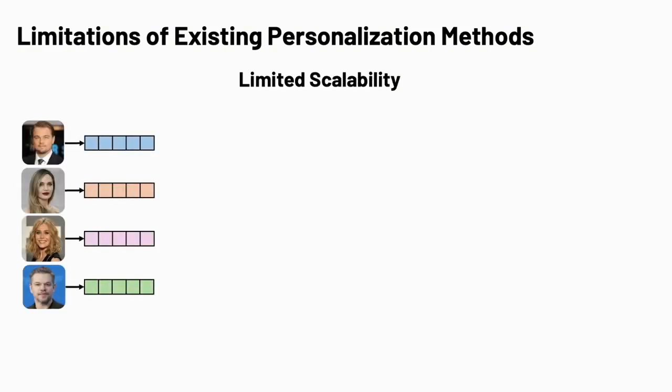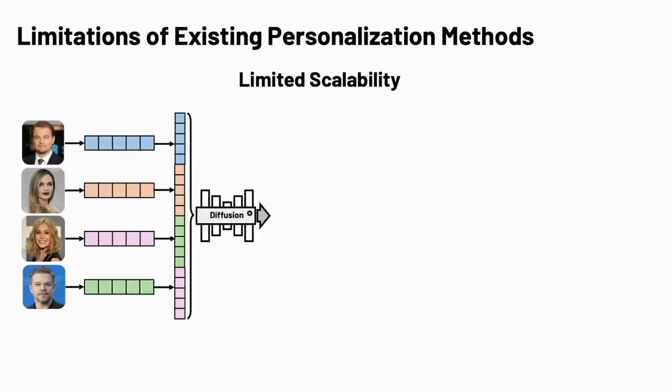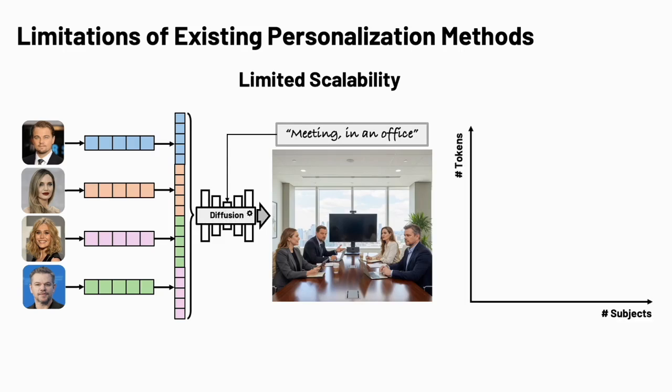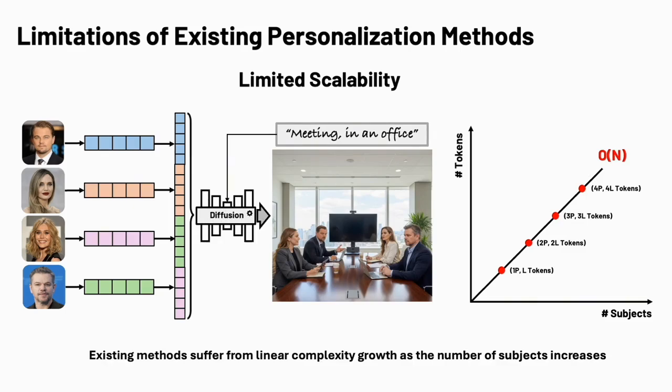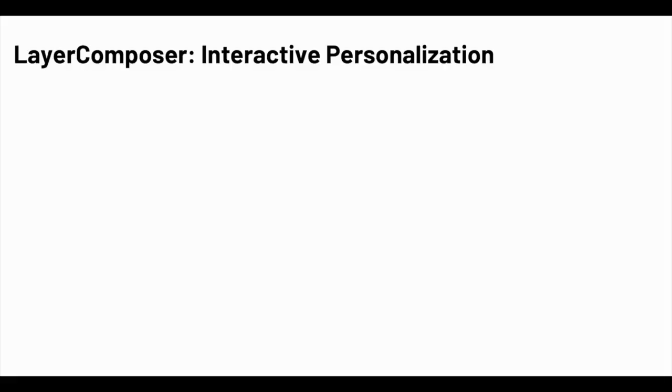Users in this case are passive prompters, not active directors for their own creative designs. Another issue is the scalability bottleneck. Once we scale up to personalize more human subjects, we run into problems of O(n) complexity growth, where existing methods suffer as the number of subjects increases. To this end, we introduce LayerComposer.